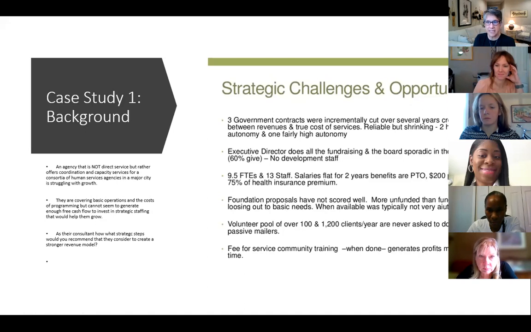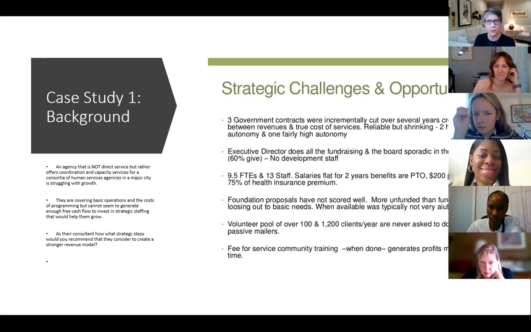Benefits are PTO, $200. I don't know what Pref Dev is, and 75% of health insurance premium. The foundation proposals have not scored well. There are more unfunded than funded proposals, and they're often losing out to the basic needs. When available, the funding from foundations was not very autonomous.